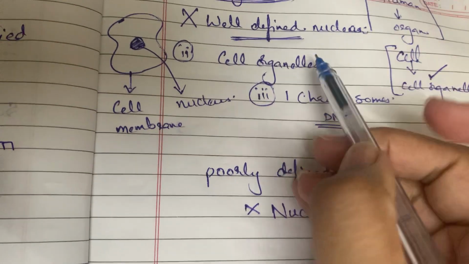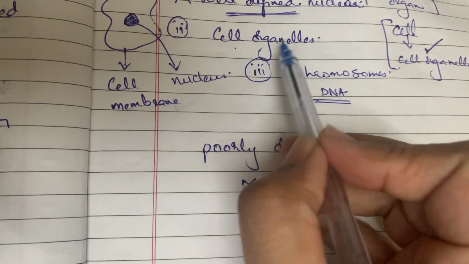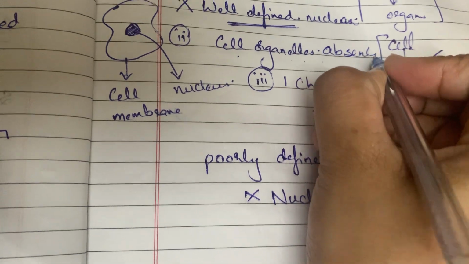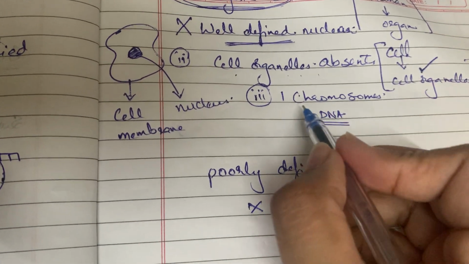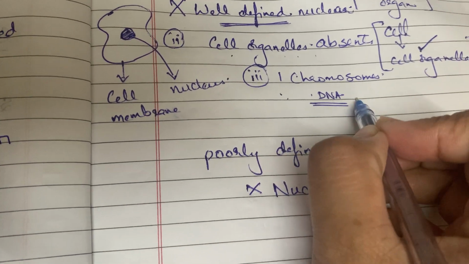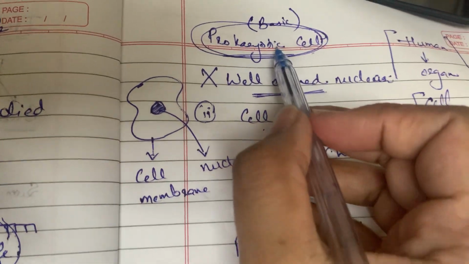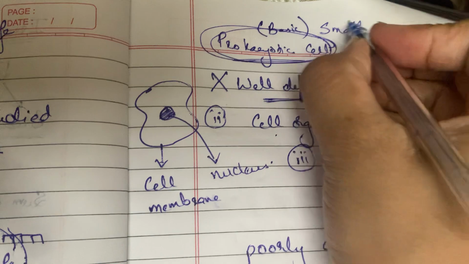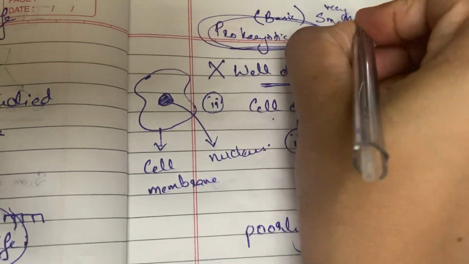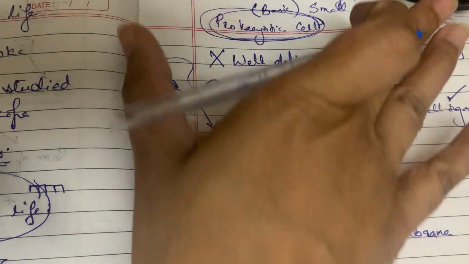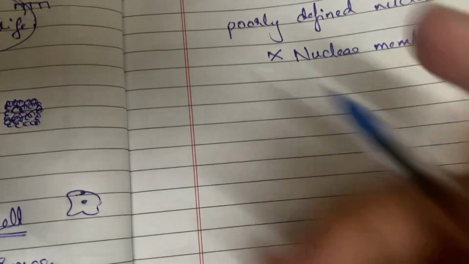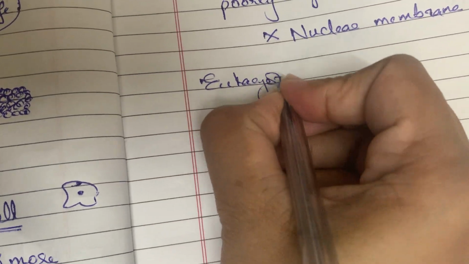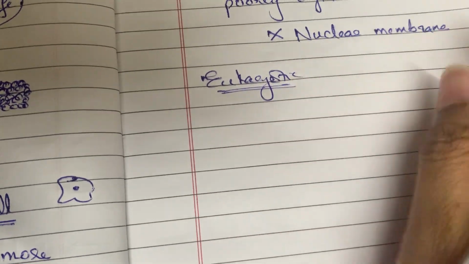Second, the cell organelles are absent in them. The third one is that it has only one chromosome. And since these are the basic ones, they are very small in size. This is about the prokaryotic cell. Moving to the other type of cell, the eukaryotic cell. So what's inside a eukaryotic cell?